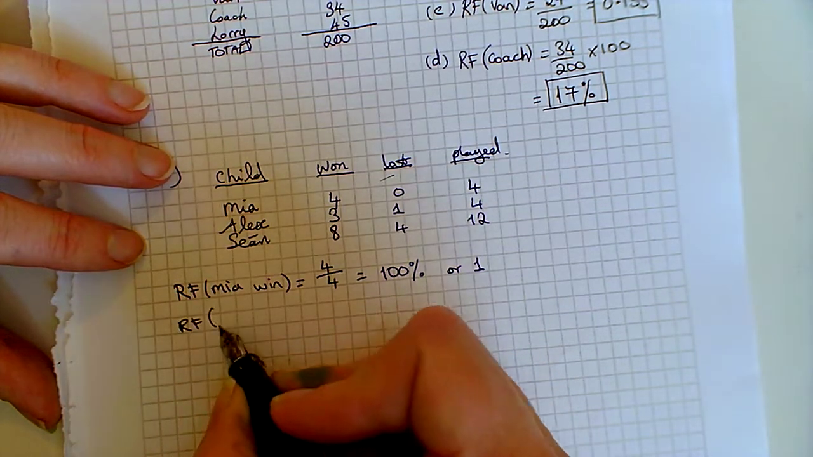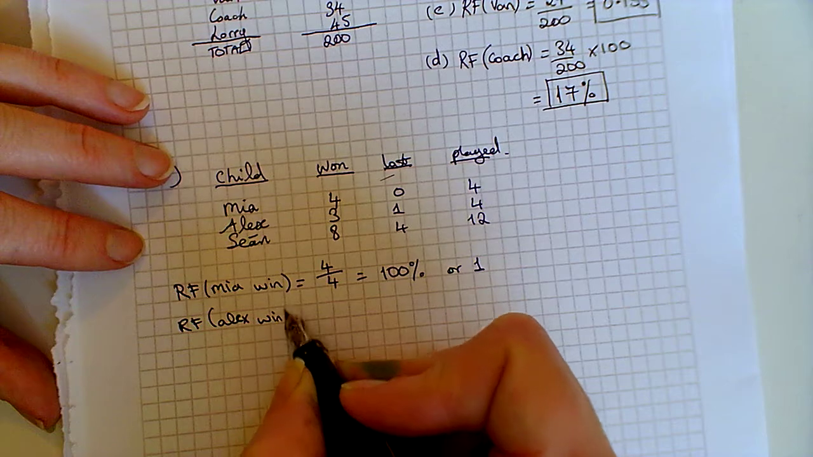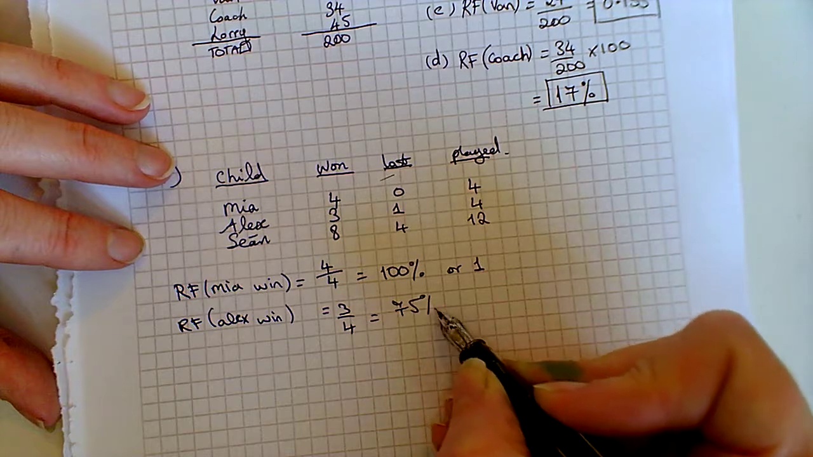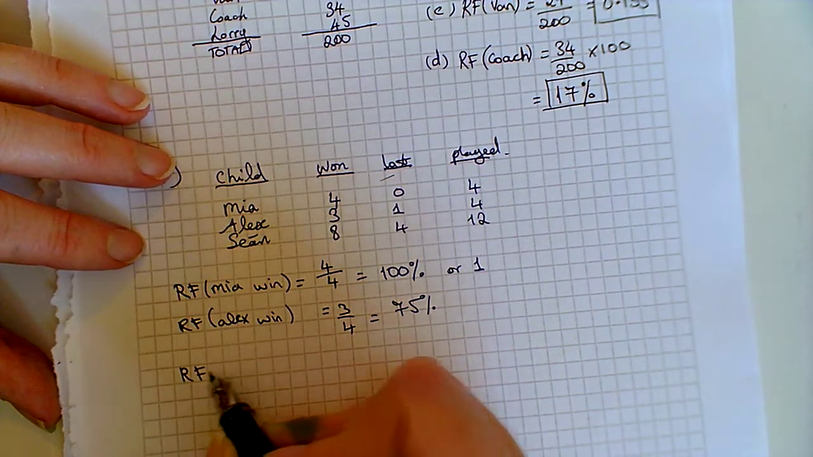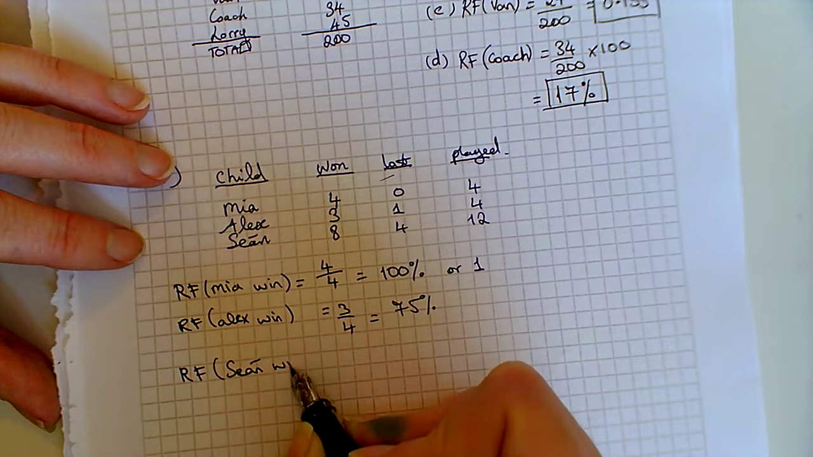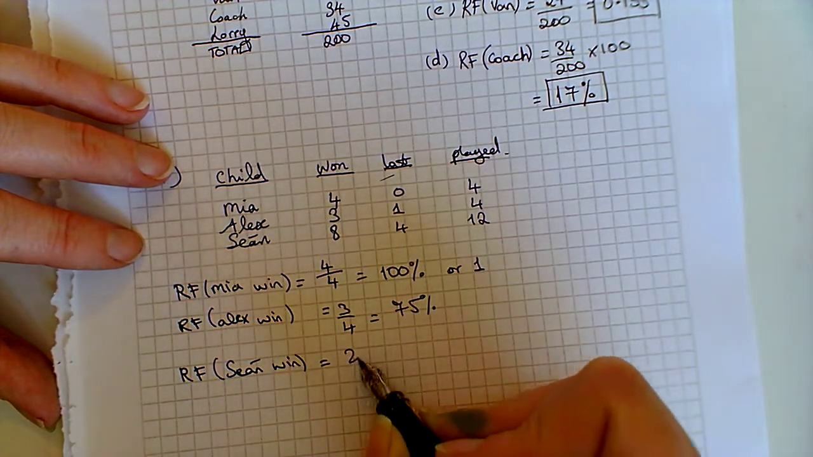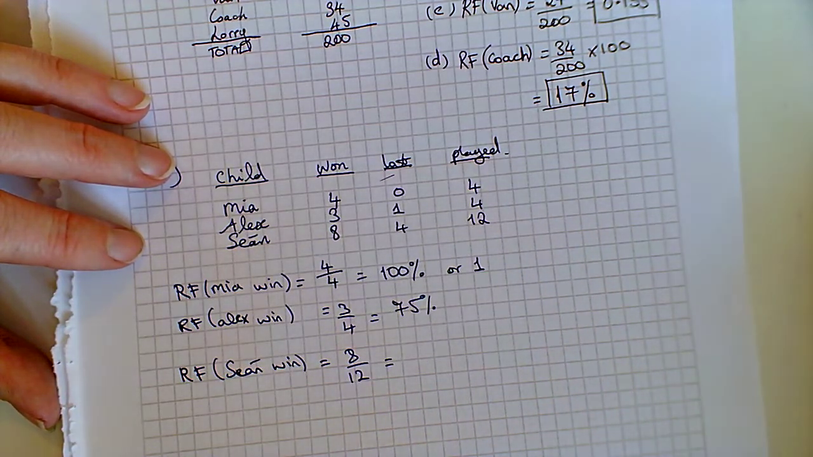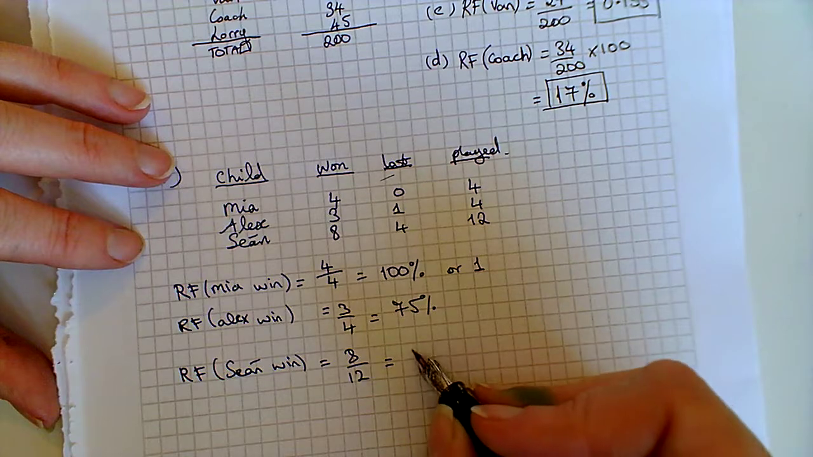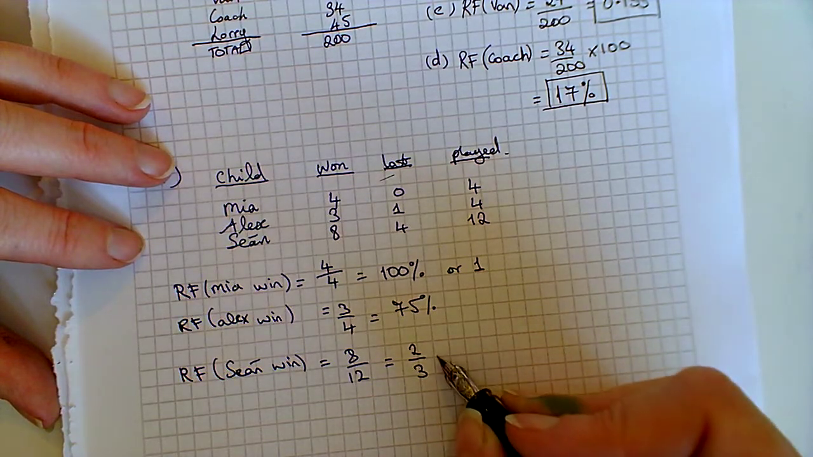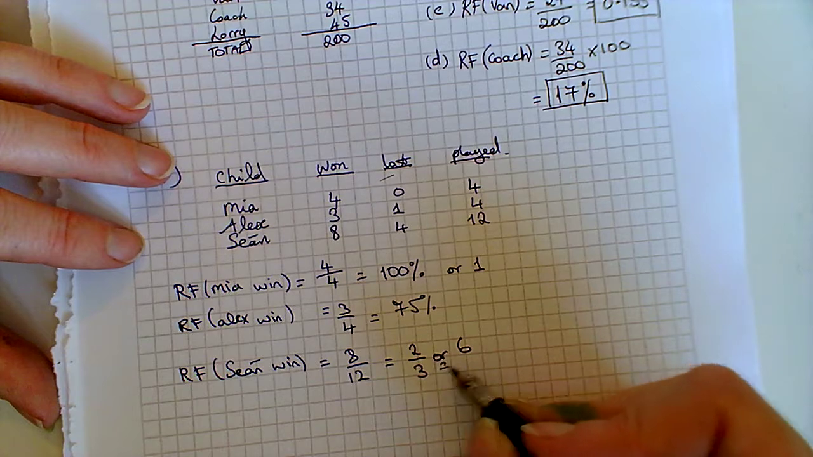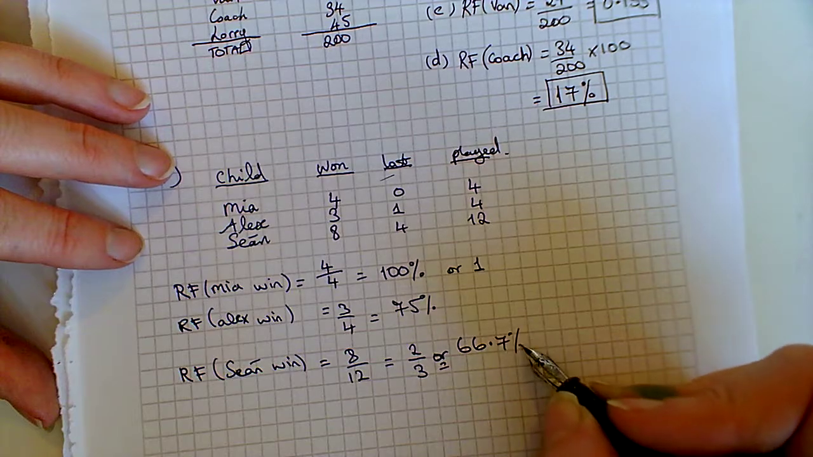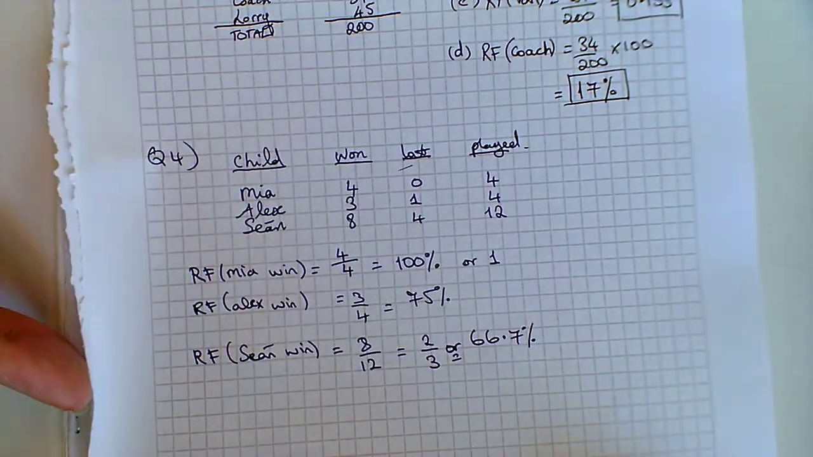The relative frequency of Alex winning was 3 out of the 4 that she played, or 75%, or 0.75. And the relative frequency of Sean winning, he won 8 out of 12 games, which we can leave like that, or we can change it to a fraction in its lowest terms, 2/3, or as a percentage, it would be 66.7%. So we'd have to do some rounding there.